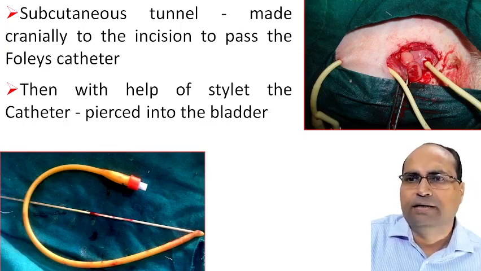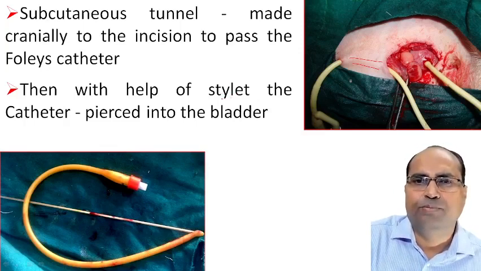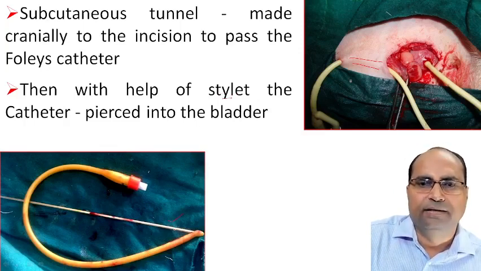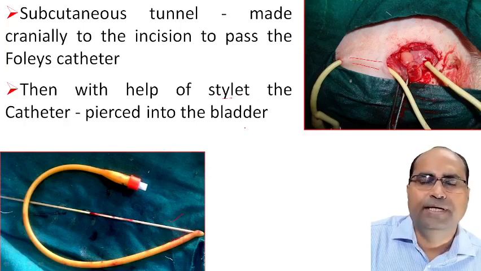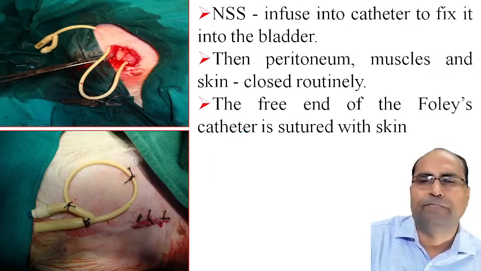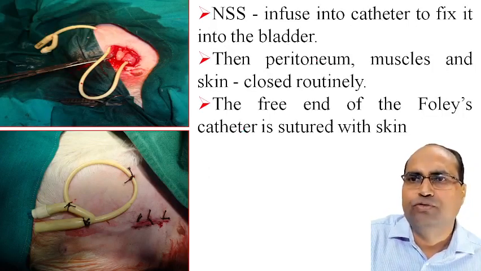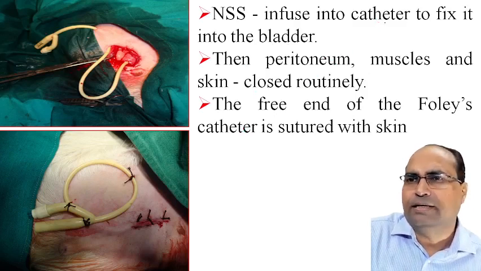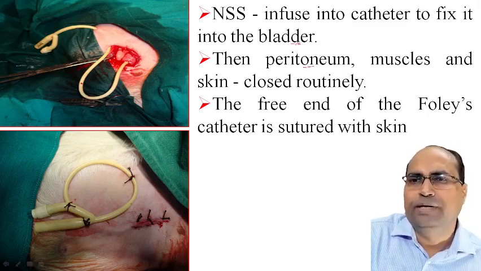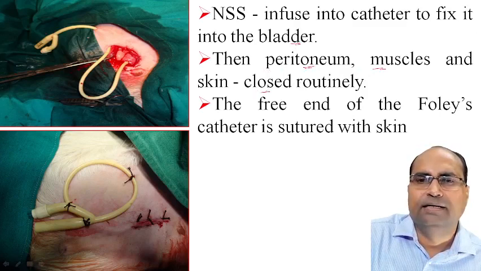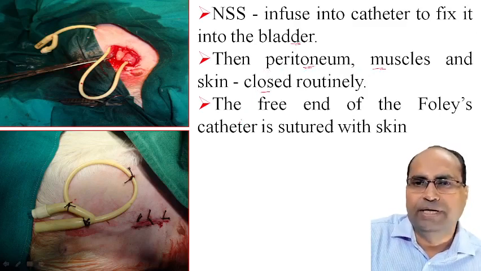A subcutaneous tunnel is made cranial to the incision to pass the Foley's catheter. Then with the help of the stylet, the catheter is directly pierced into the urinary bladder. Normal saline is infused into the catheter to fix it in the bladder. Then the peritoneum, muscles and skin are closed routinely.